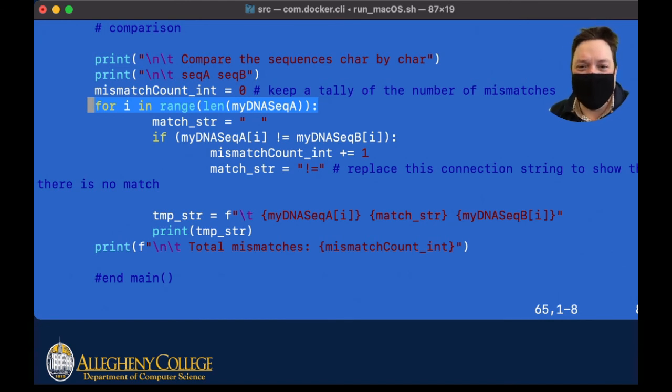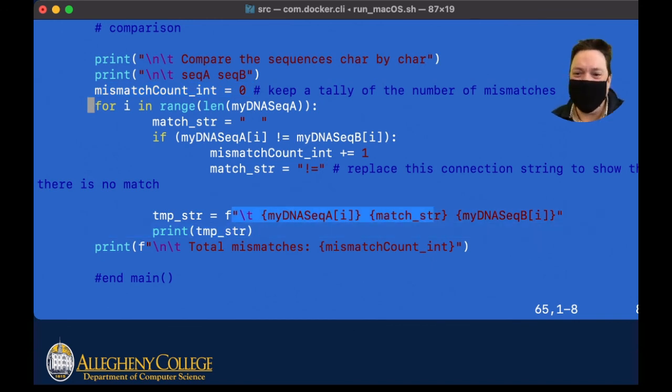If they're not, that means it's an error. So it's going through the first sequence A, and saying, I'm going to look at what the base is at position i. If I find that position i is not the same in both sequences, then I'm going to count my mismatches and say that's a mismatch. That means it's not correct. First of all, I have to set this counter at 0. But then if they're not the same, print out that there is a mismatch.